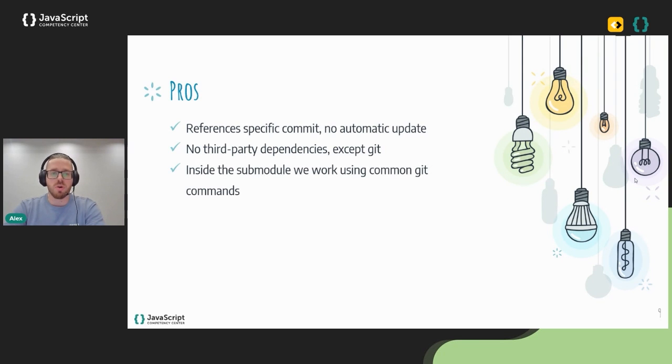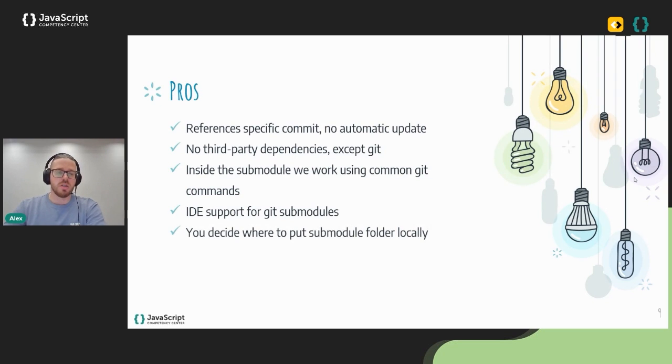Inside the submodule, we work using common Git commands. Again, each submodule is just a separate Git repository, so all the commands we use to check out, pull, push, and commit work perfectly. IDEs actually provide very good support for Git submodules. I've been working in Visual Studio Code. It's pretty clear, pretty intuitive, awesome to work with, which I'm going to demonstrate in a couple of moments. And you decide where to put the submodule folder locally.